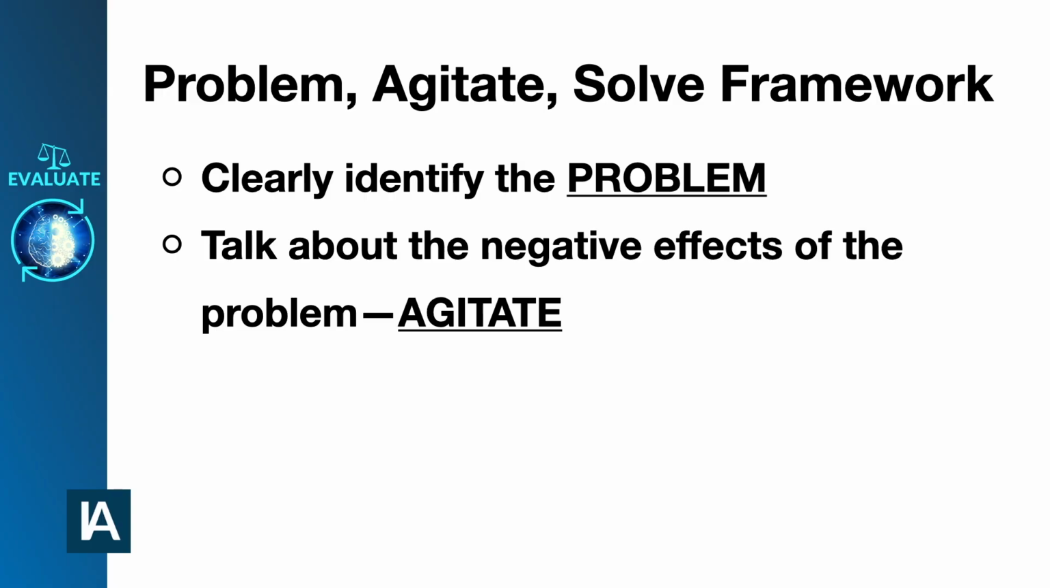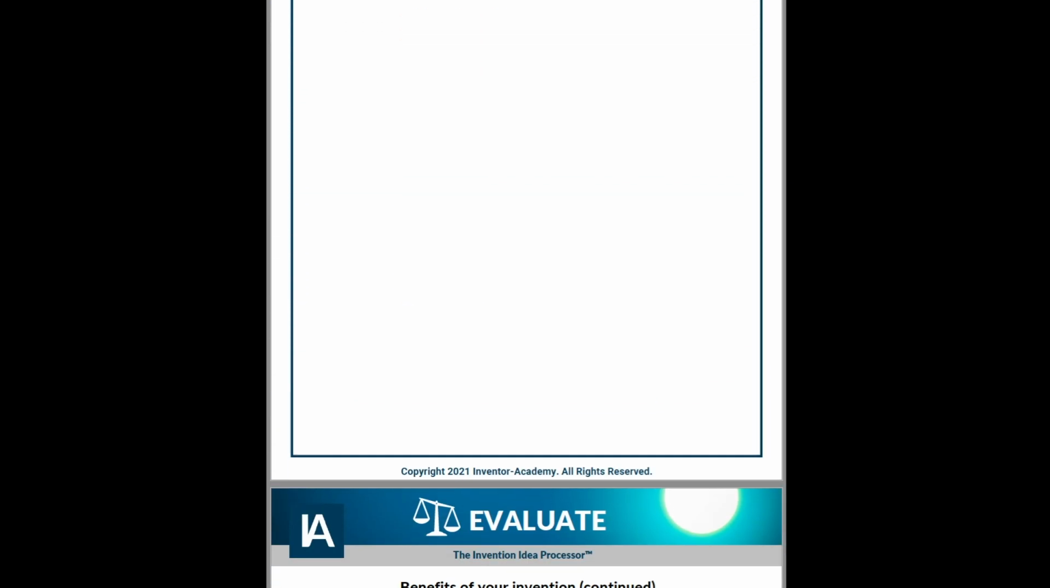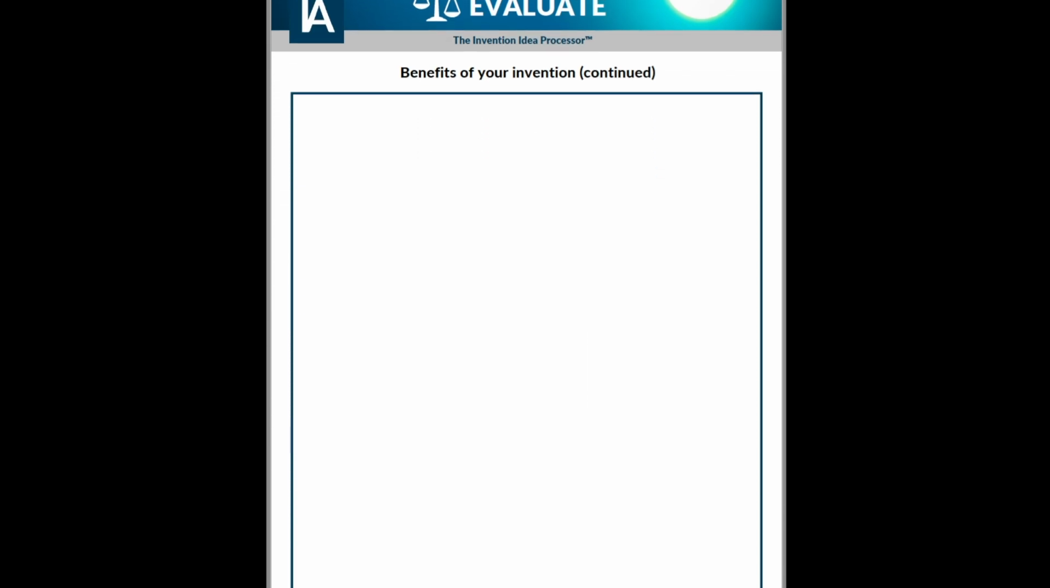The third part of the framework is Solve, and this is where you finally show how your invention solves the problem. Here, you'll show the features of your invention, but I want you to spend most of your time focusing on the benefits. Remember, benefits sell, so that's why there are 3 blank pages for you to fill out in the workbook about benefits and only 1 page about features. It's only after this clear presentation of how your invention solves a problem that you should start asking for feedback.